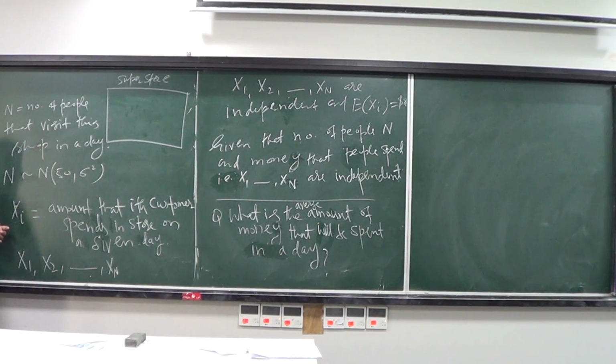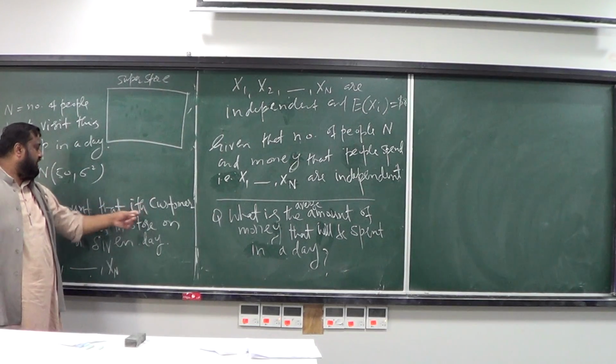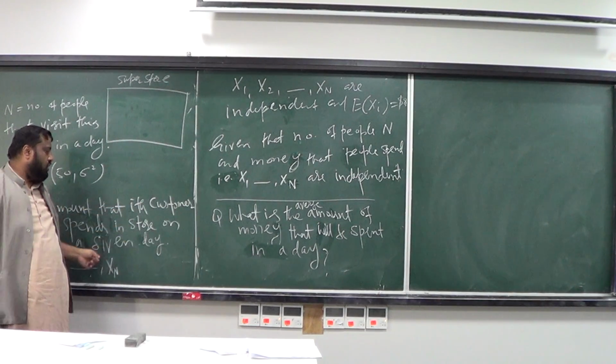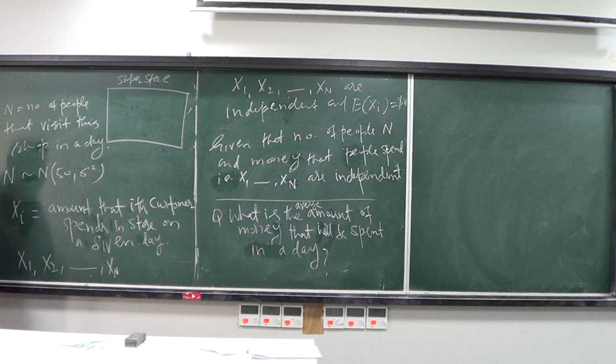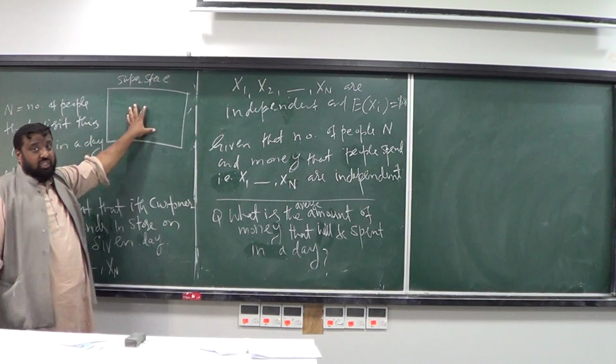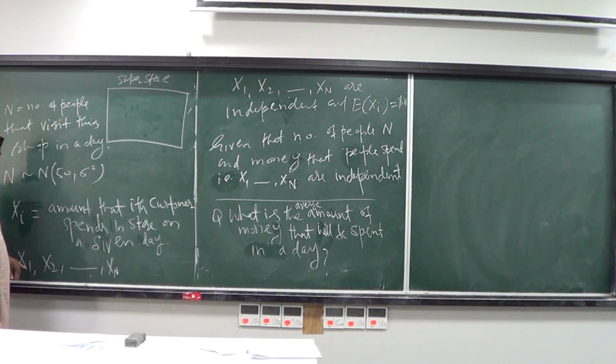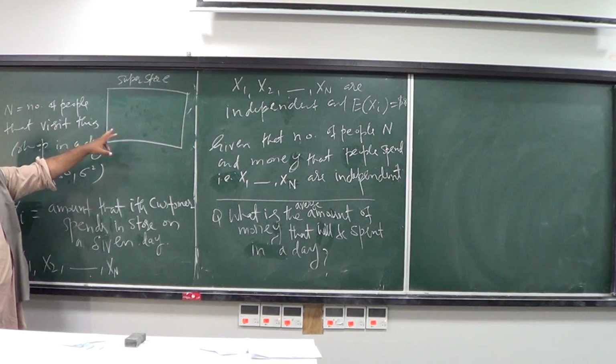And say xi represents the amount that the ith customer spends in the store on that given day. Since there are n customers, which is a random quantity entering the store, there will be x1, x2, up to xn, the money that these n customers will spend on that given day in the store.